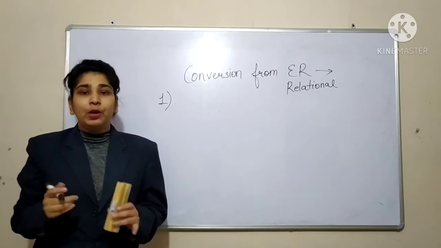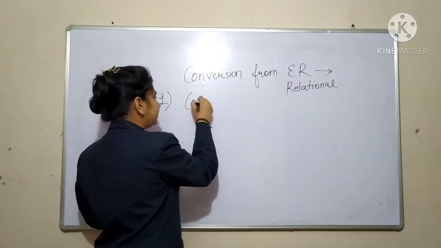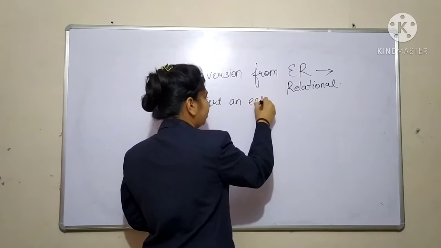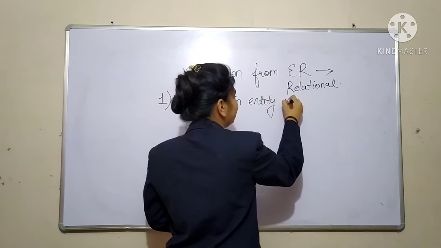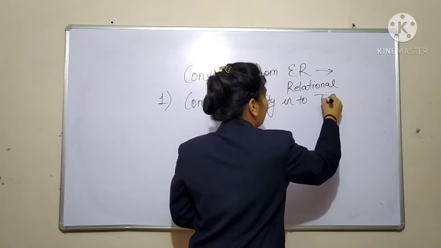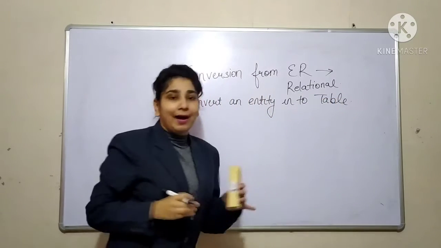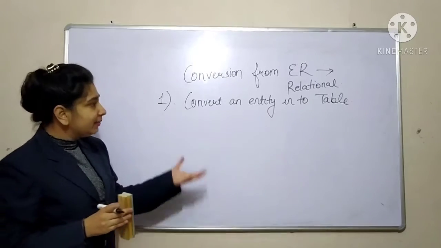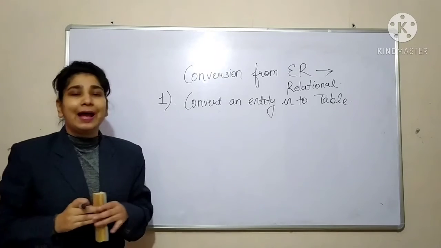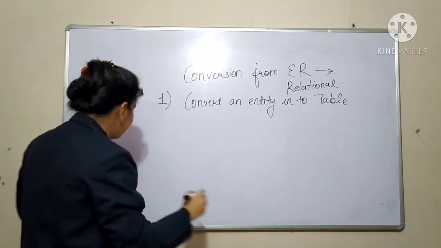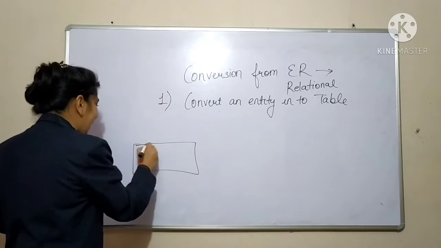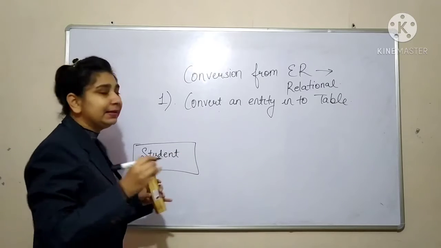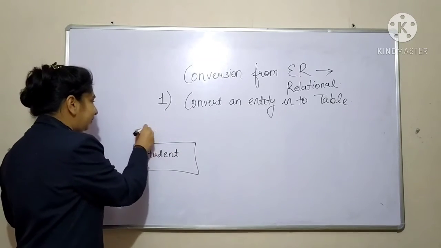Firstly, let me tell you how to convert an entity into the table. If you are given one entity, how will you make the table corresponding to that entity? Let's suppose we have a student entity and the various attributes.